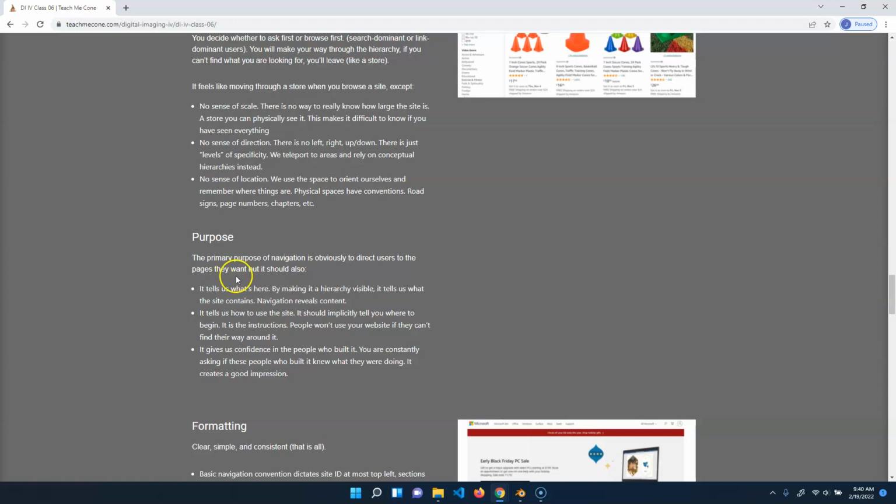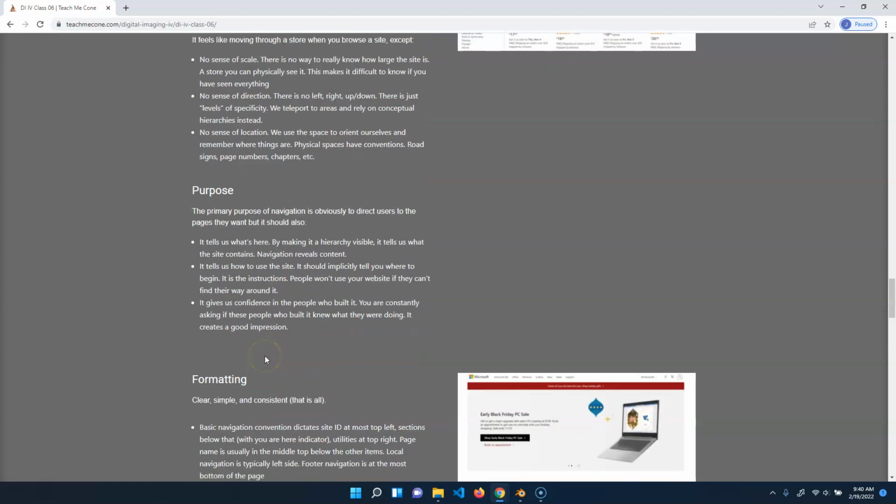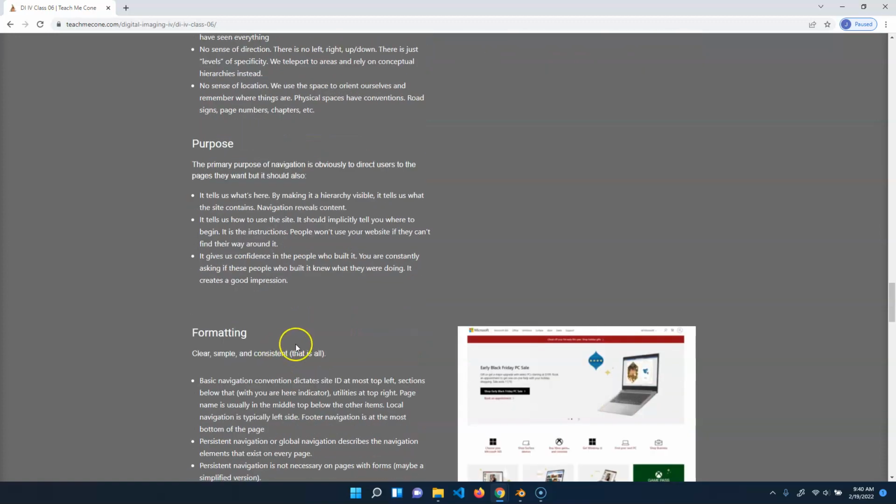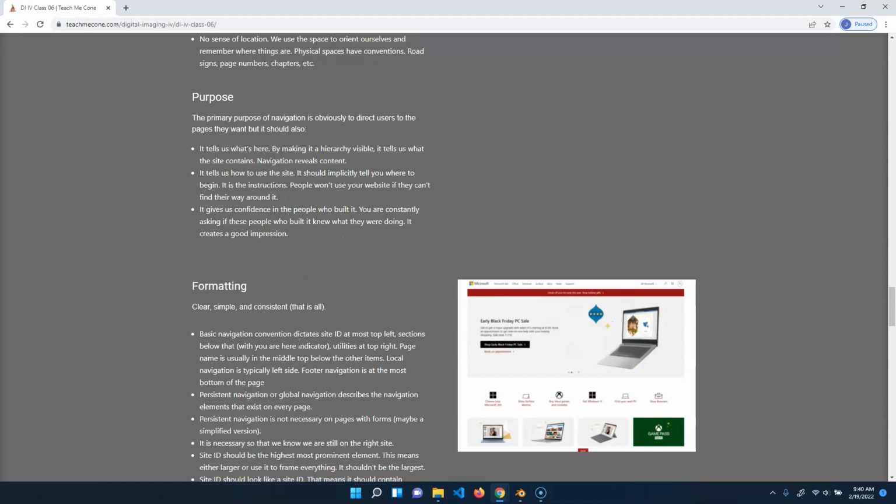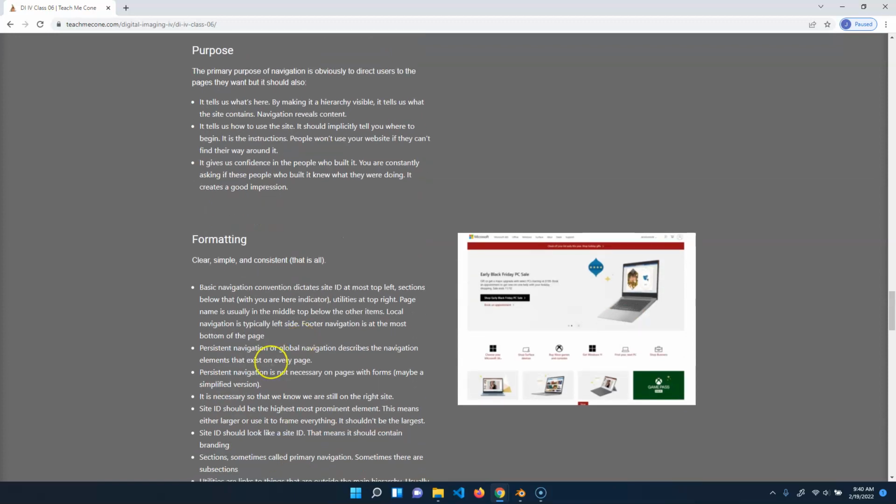Other things you want to do is let them know where they are. So not only what pages are available, but what page they currently are on is super helpful. It should give us a general idea of how to use the site, and it should give people confidence. Everything that you make should give you confidence about the company or the product or service that you are at. Because if they don't have confidence in it, they will not put their money in it, and they will go somewhere else.